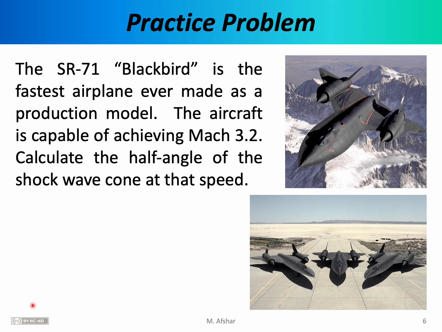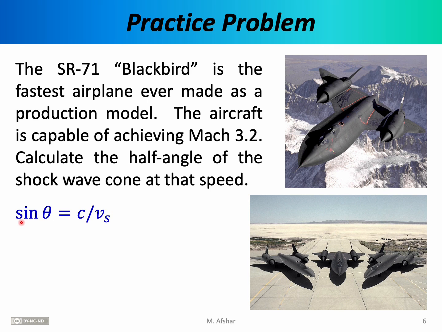So let's end this lecture with a practice problem. The SR-71, also known as the Blackbird, is the fastest airplane ever made as a production model. So there have been faster airplanes, but they were made as experimental or one-off models. The aircraft is capable of achieving Mach 3.2. What that means is that the aircraft is capable of traveling at 3.2 times the speed of sound. Calculate the half angle of the shockwave cone at that speed.